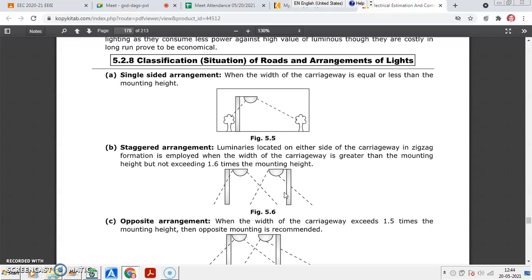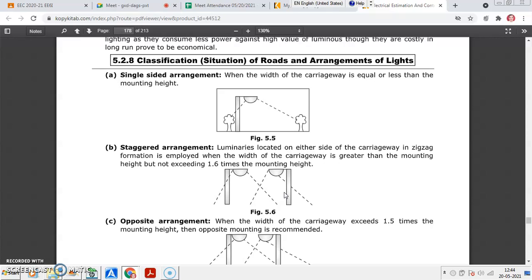You are having both side lamps posted, which means the lamp posting is fixed. These poles are fixed, and the arrangement is zigzag, so that is called a stagger arrangement. This fulfills your requirement of uniform illumination, and it is a good arrangement as per this standard.